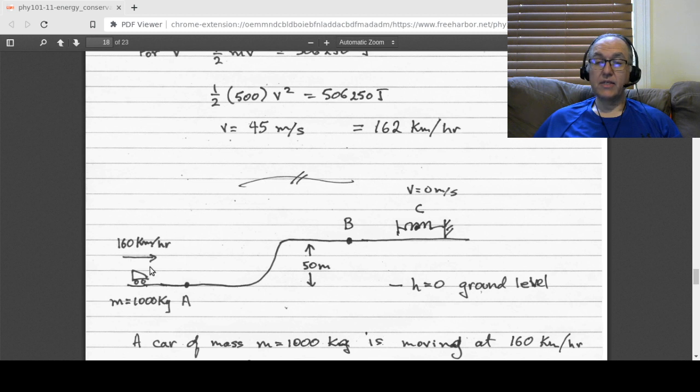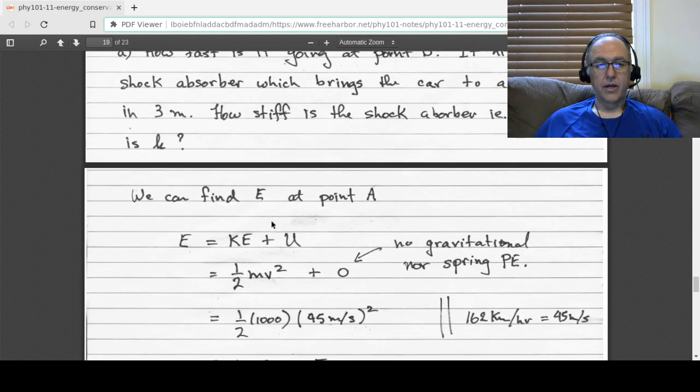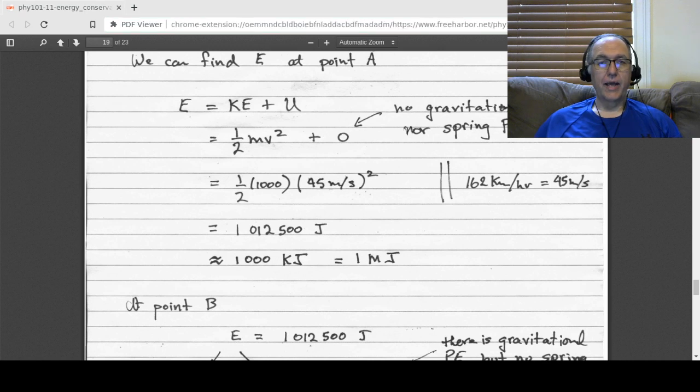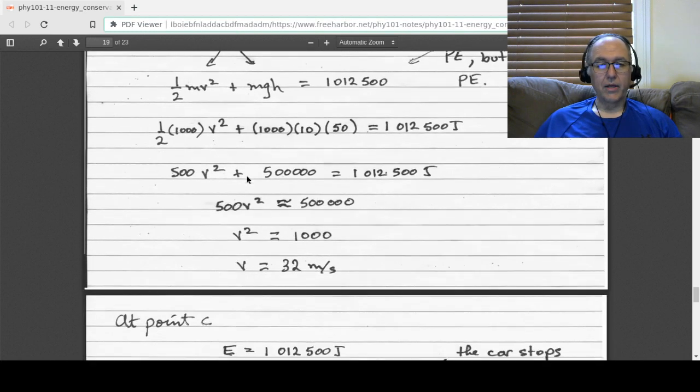That 160 kilometers per hour is 45 meters per second. Okay, and we slow down to 32. Oh yeah, I forgot to mention here, 162 kilometers per hour is 45 meters per second. Okay, so easy conversion. All right, great.